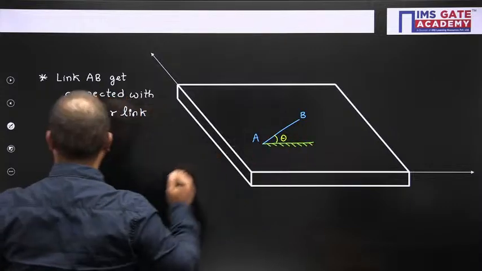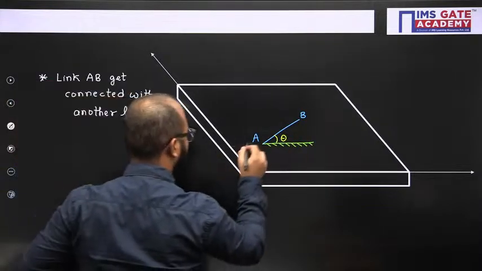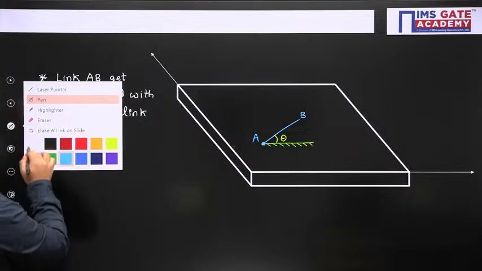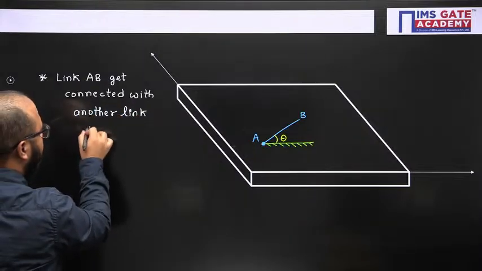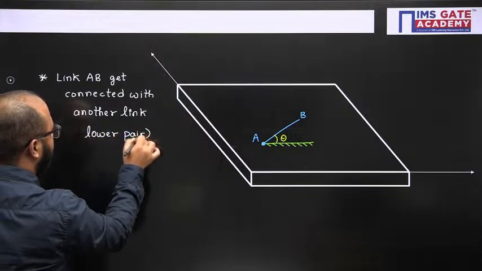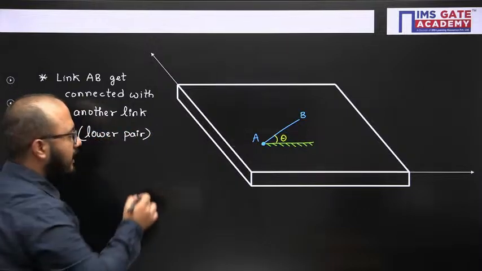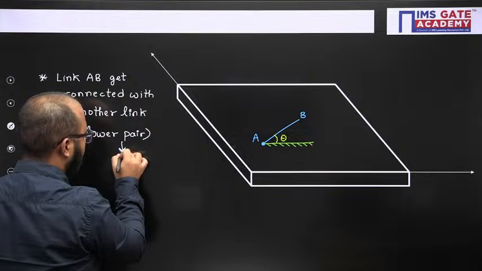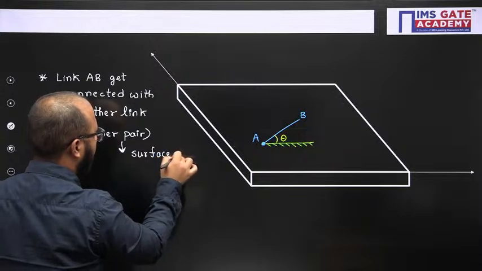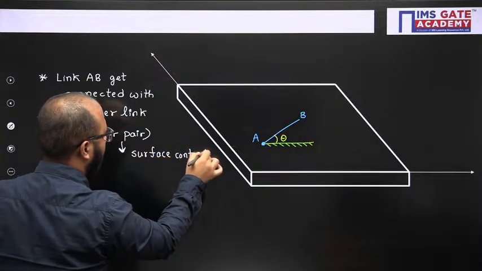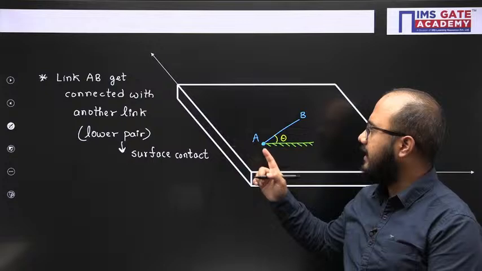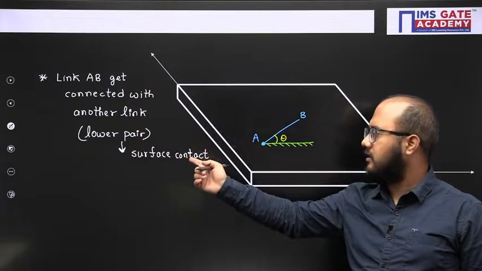With this link, link AB gets connected here, and this is the lower pair formation. So link AB gets connected with another link, and please mention here as lower pair. Lower pair means what? Surface contact. I hope you remember this thing. Surface contact. Is it clear? So link AB gets connected with another link, that is a lower pair, and lower pair means surface contact.